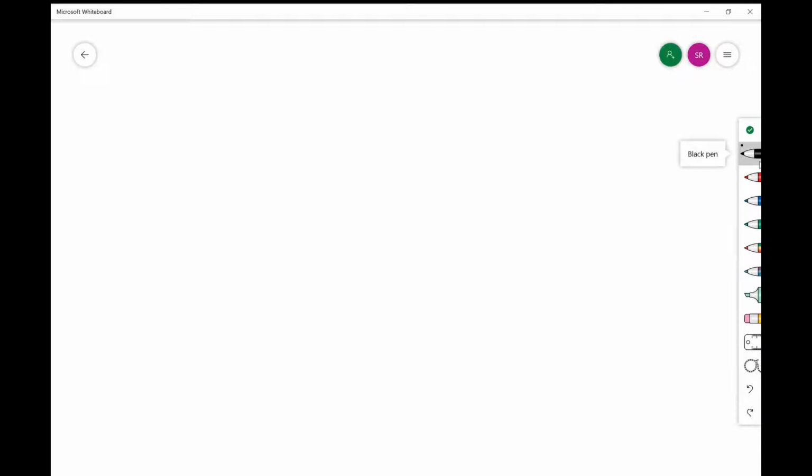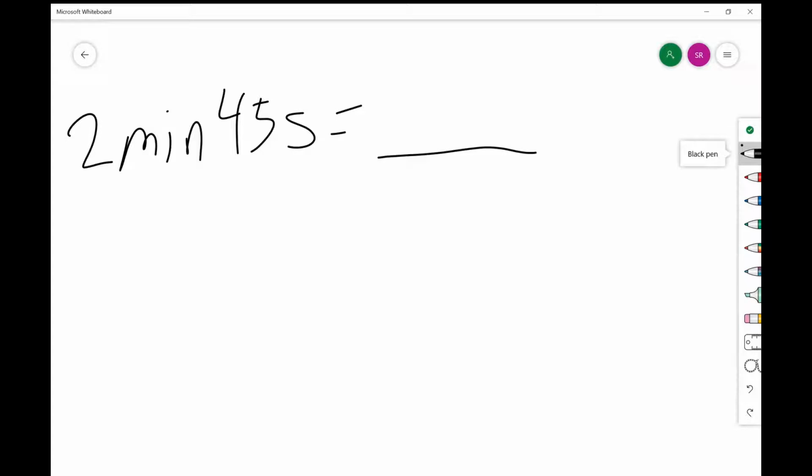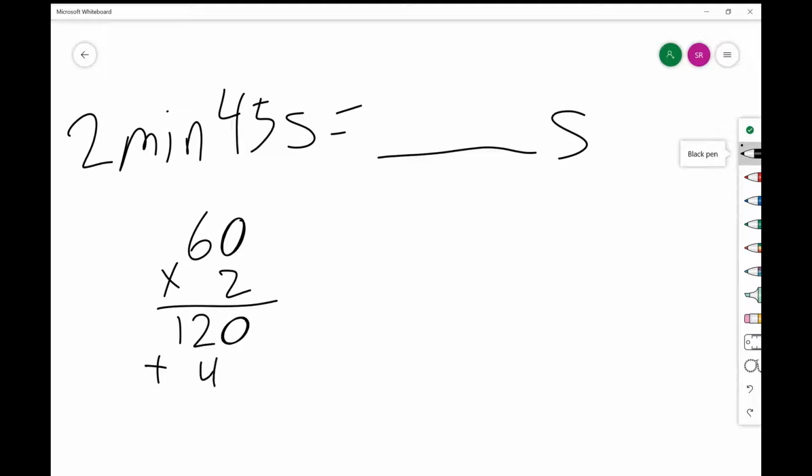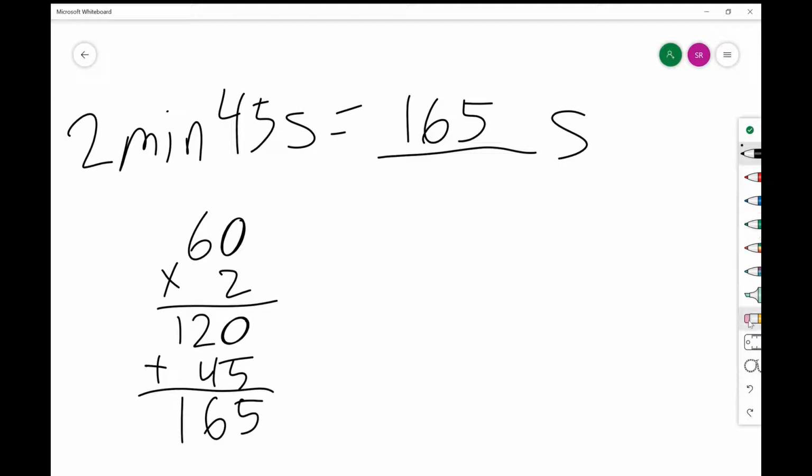So now we have 2 minutes, 45 seconds, and we want to figure out how many seconds there are. So again, just like we did before, we're going to do 60 times 2, and when we do that, we get 120. Add 45, and we have 5, 6, and 1. So there is 165 seconds in 2 minutes and 45 seconds.